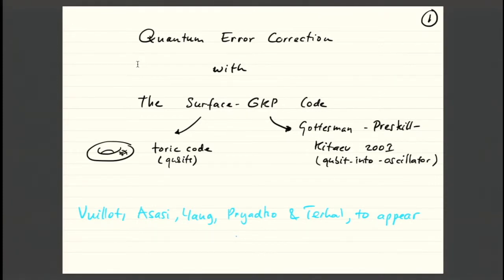scheme. And why this is interesting is because it could be an alternative to some of the surface code work that is happening now with superconducting qubits, to have scalable quantum error correction.